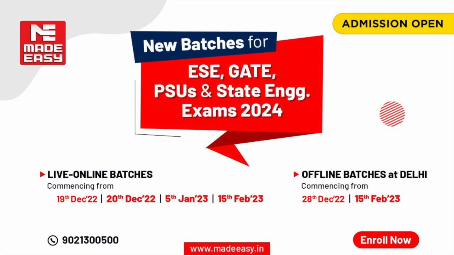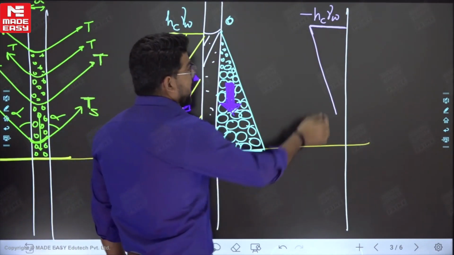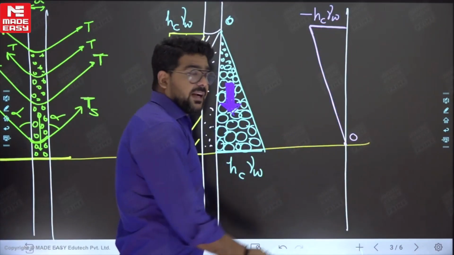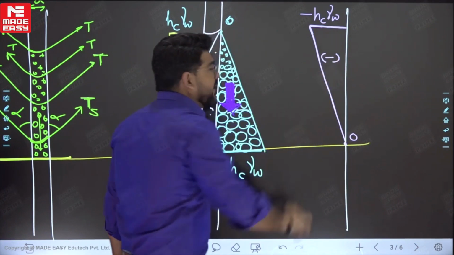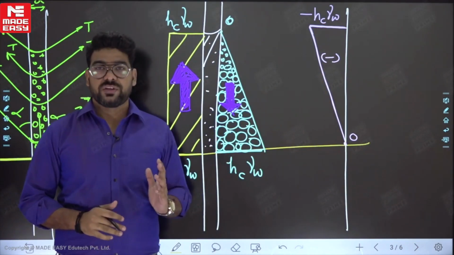Sorry. And at the level of free water surface level, groundwater table, SC gamma W upward, SC gamma W downward, and that's why that resultant value will be 0 in this case. Okay, this entire portion is in negative. Why is it negative? Because that water is in tension. So this is something like tensile pressure.